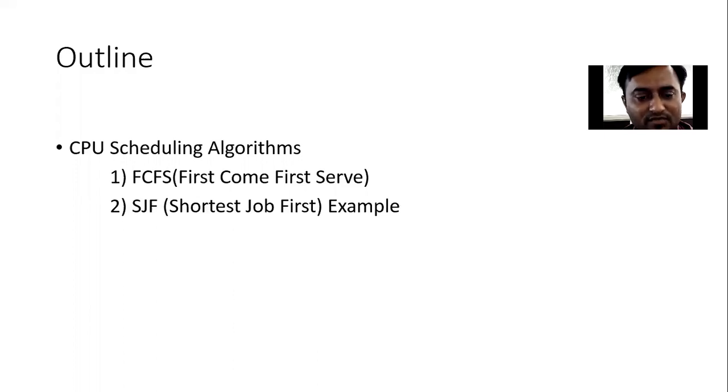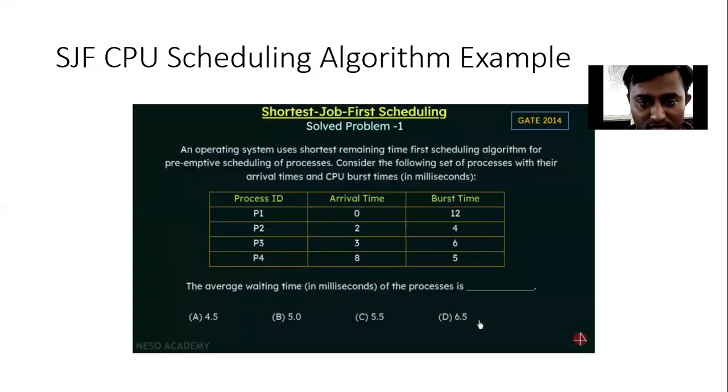So in this session, we are going to discuss the example of SJF scheduling algorithm, which was asked in GATE 2014. Let us discuss this example first. In this example, we have this table as an input in which there are various processes. So what does this example tell us? Let us discuss in detail.